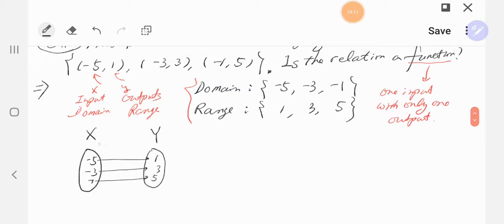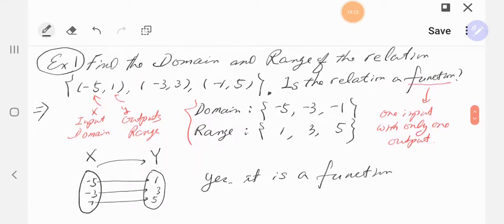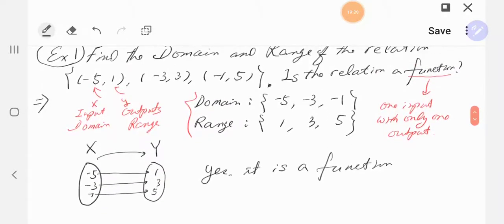So as we can see, the relation is a function. Yes, it is a function. Why? Because each input has one output, right? Each input has one output. So this is a function. Okay, and then let's try problem 1.